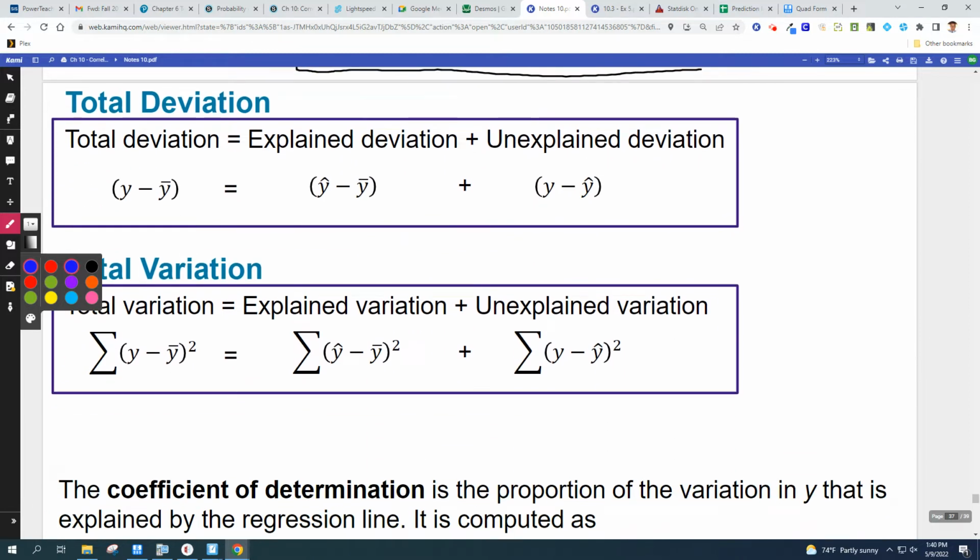So then we can see that total deviation equals explained deviation plus unexplained deviation, but then there's also something called variation. And so what's going to happen is you're going to have these sums. Total variation is the sum of the total deviations squared. Explained variation is the sum of the explained deviations squared. And unexplained variation is the sum of the unexplained deviations squared.